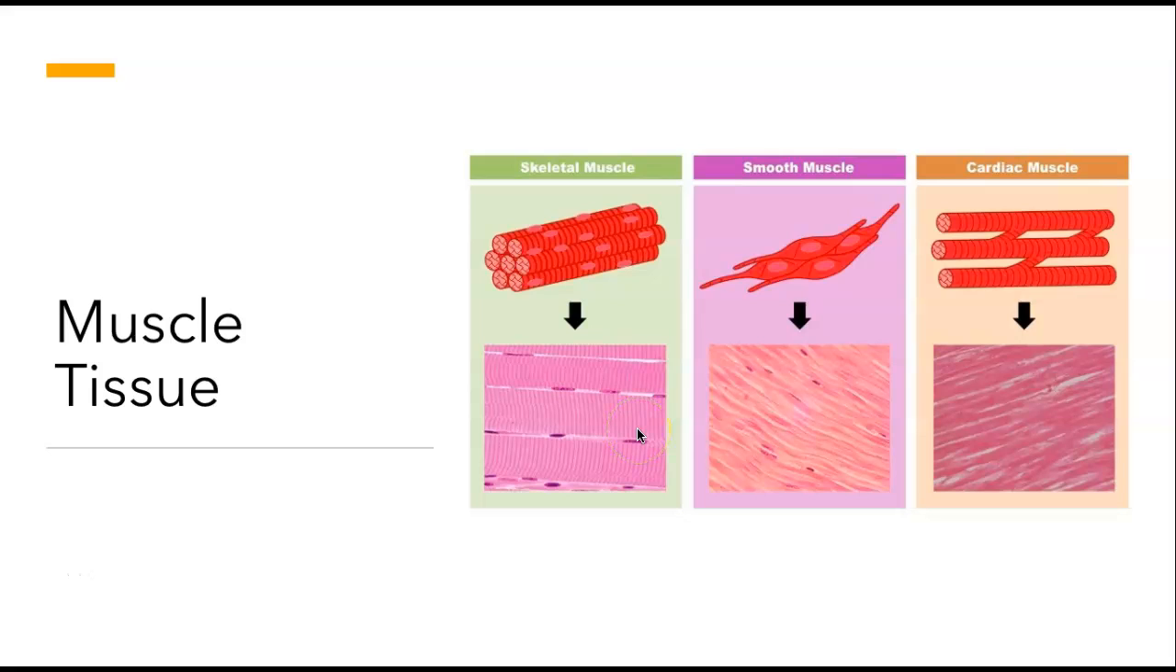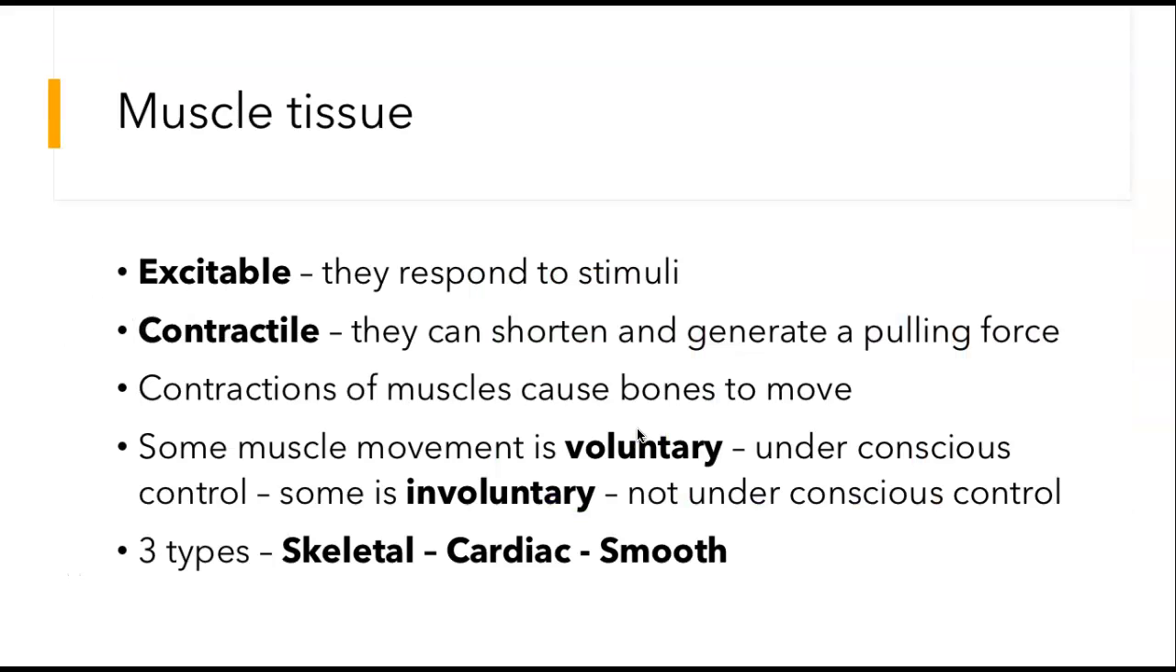Okay, welcome back everyone. This video is going to accompany chapter 4.4 and we're going to be talking about muscle tissue. Muscle tissue is described as being excitable, which means it responds to stimuli. And it's contractile, which means that it can shorten, which generates a pulling force. Contractions of muscles are what causes your bones to be able to move.